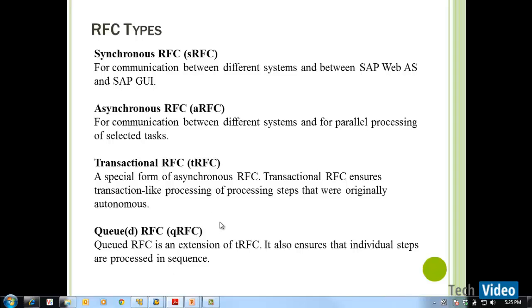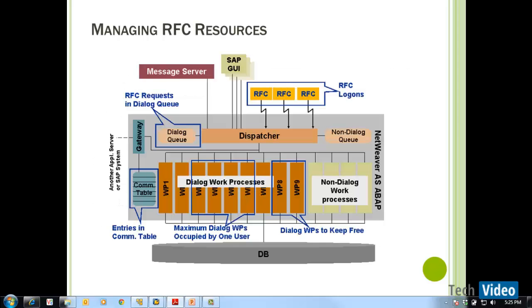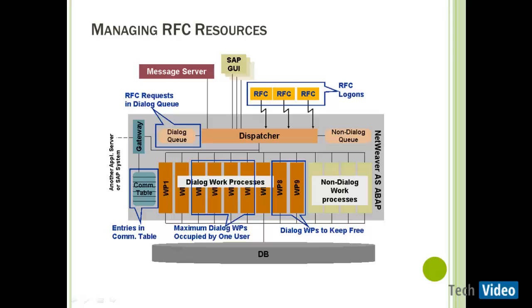And we have something called background RFC, which is BG RFC. It is basically a combination of TRFC and QRFC. Next, we will see some resource management. This is very important for us.